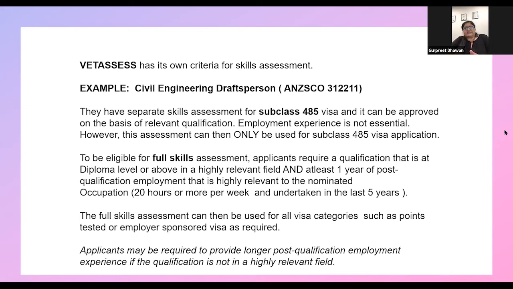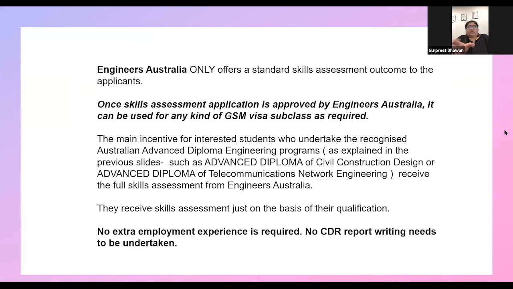To be eligible for the full skill assessment, the applicant requires the qualification, that is diploma level, plus 1 year of post-qualification employment highly relevant to the nominated occupation, at least 20 hours per week, undertaken in the last 5 years. So that is an additional requirement by Asees. A student must have 1 year of post-qualification experience in the relevant field, at least 20 hours a week, to get the full skill assessment. And one important factor: the applicant may be required to provide longer post-qualification employment experience if the qualification is not in a highly relevant field. Next, please.